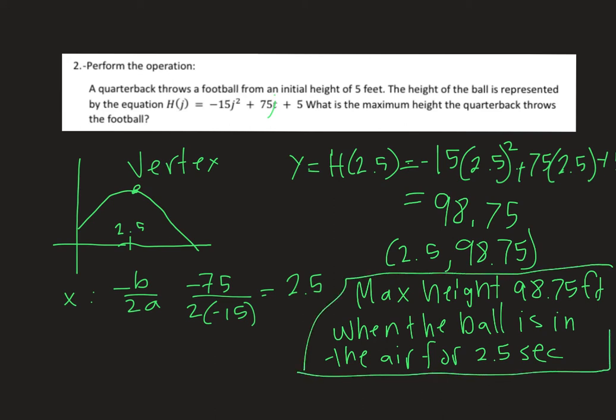The y value is the actual maximum or minimum value, and the x value, or in this case it was a t value, but I still think of it as the x value, that is the location of our maximum. In this case, how long it took to get to that maximum value.